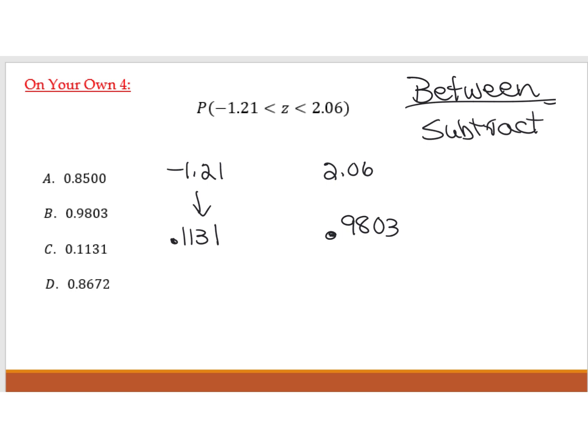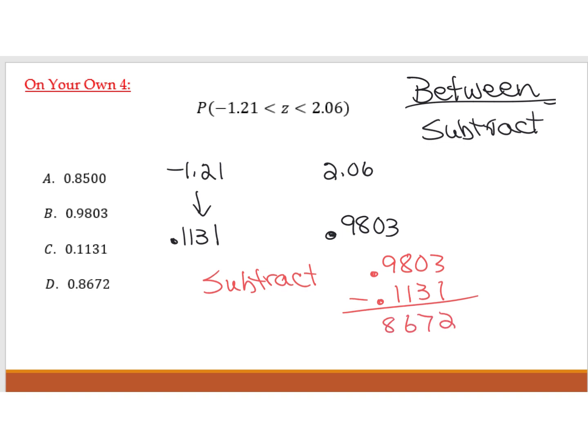And to get my answer, I'm going to subtract. So when I subtract those, I'm always going to have the largest minus the smallest. And when I subtract, I'm going to get decimal 0.8672, which is answer D.